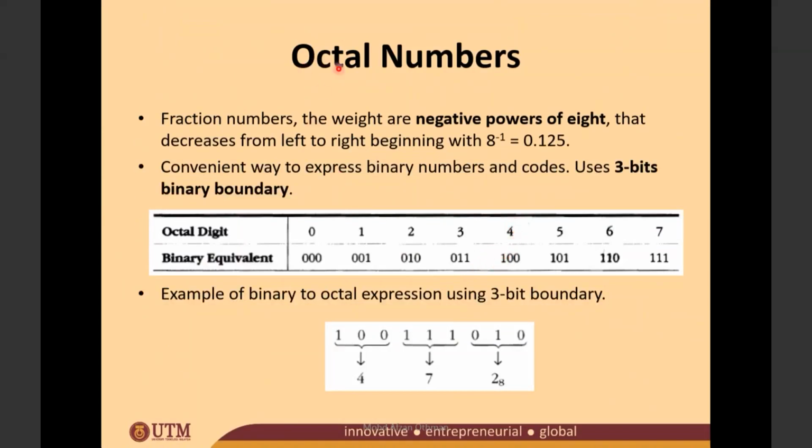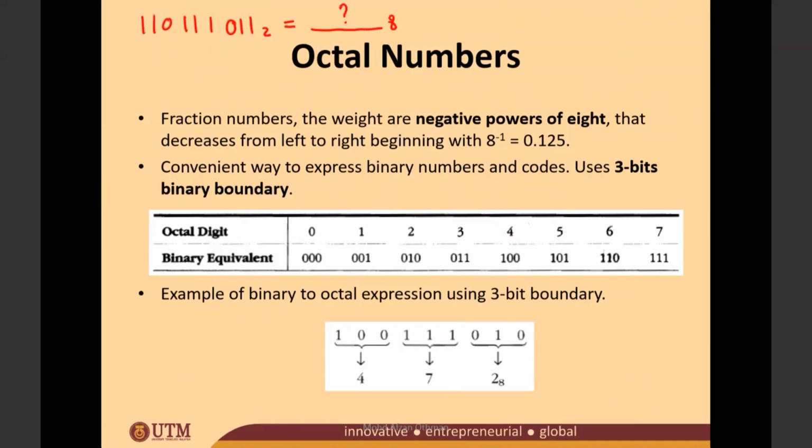Okay, and the best part here is it is a convenient way to express binary number and code, okay, by using 3 bits binary boundary. Okay, means that kamu boleh directly convert daripada okay, contoh saya bagi kamu examples. Okay, given that you have this value, dapatkan dalam asas 8. How to do that? Macam mana nak buat?